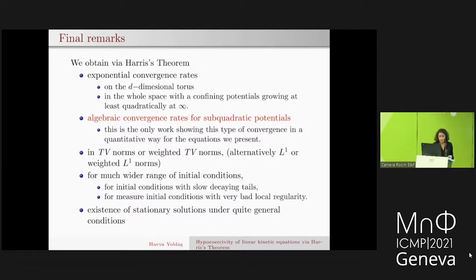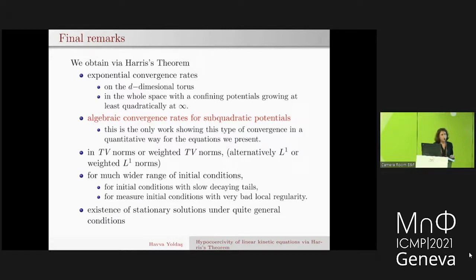By Harris's theorem, our results are in weighted total variation or weighted L1 distances, which also has some advantages, where we can include a wider range of initial data, let's say, data with less regularity, and existence of solutions is given under quite general conditions.